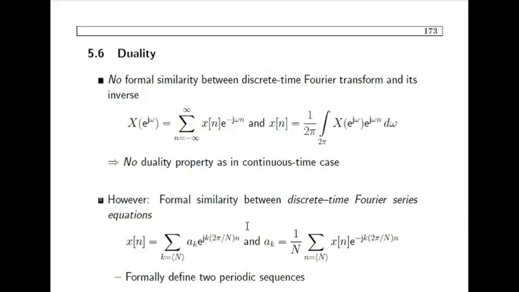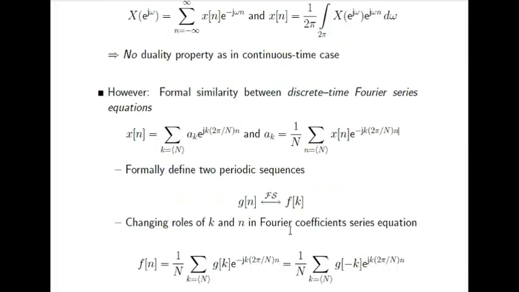Since there is no formal similarity between the discrete time Fourier transform and its inverse, there is no duality property as there was in the case of continuous time. However, there are similarities between the discrete time Fourier series equations and the discrete time Fourier transform. As you all know, the discrete time Fourier series representation of a discrete time signal is this, and its Fourier series coefficients are these. I define two periodic sequences, one is g of n and another is f of k, and the Fourier series representation of g of n is f of k.